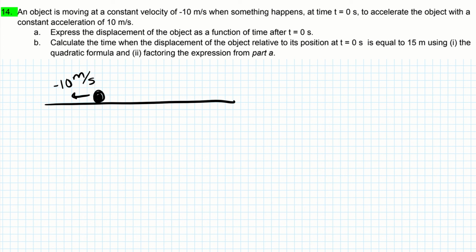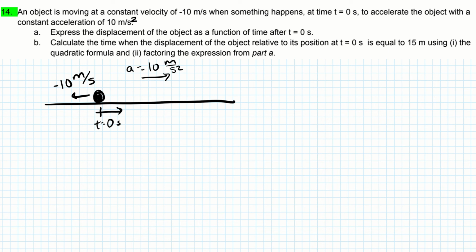So we'll say the object is moving to the left if we call our positive direction to the right. When something happens at time equals 0, so we'll say that this is time equals 0 seconds, something happens to accelerate the object with a constant acceleration of 10 meters per second, and I do have a typo, that should be meters per second squared. I apologize for that. So our acceleration equals 10 meters per second squared.